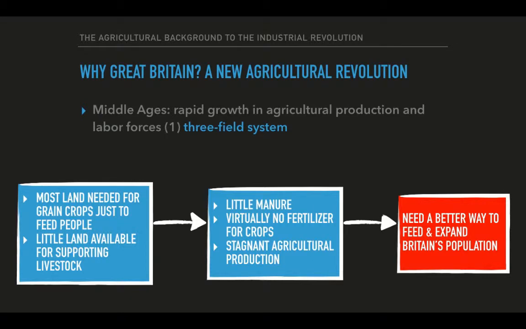First of all, the three-field system developed in the Middle Ages required nearly all the farmland for growing grain crops. Now, this left little land for grazing cattle, which in turn produced little natural manure for fertilizer. And as a result, crop yields were down, forcing peasants to use most of the land for grain crops, and so on. Now, this made the agriculture fairly stagnant and created the need for a better way of feeding Britain's population.